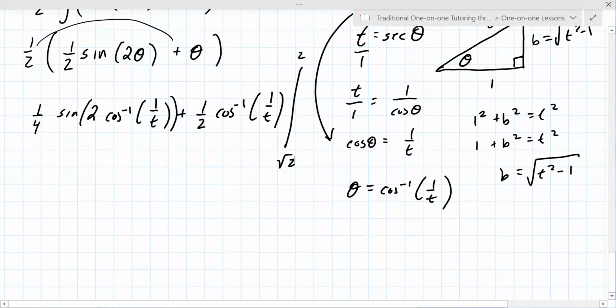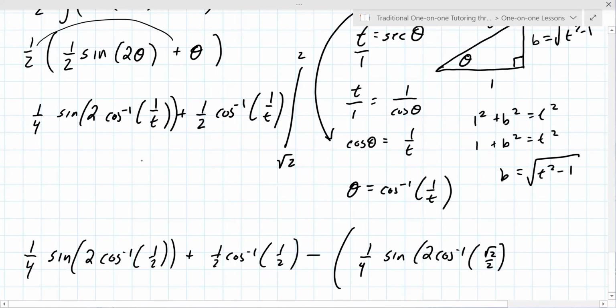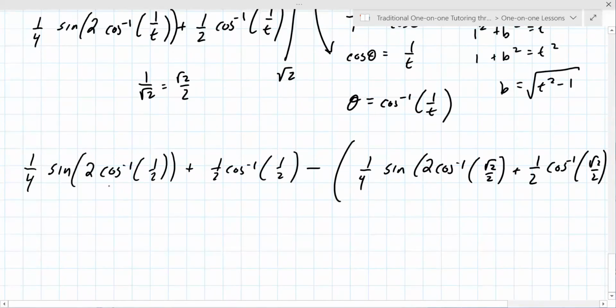Okay, so this is 1/4 sine of 2 cosine inverse 1/2 plus 1/2 cosine inverse of 1/2 minus 1/4 sine 2 cosine inverse. Now it's 1 over the square root of 2, but you're supposed to know that that's really square root of 2 over 2. 1 over square root of 2 becomes square root of 2 over 2. And that'll help with figuring out the angle. And then it's 1/2 cosine inverse square root of 2 over 2 for the same reason. So now we just got to go in and find these values.